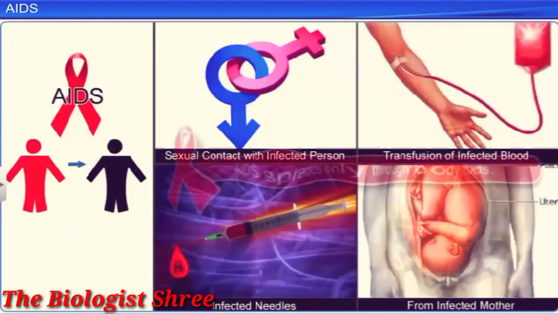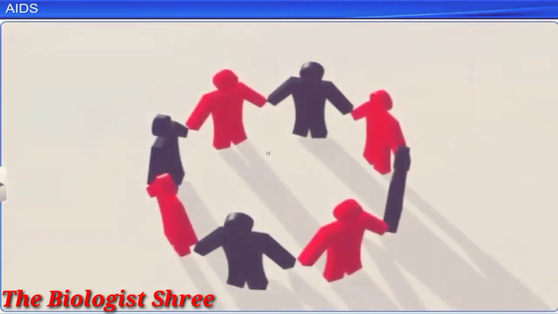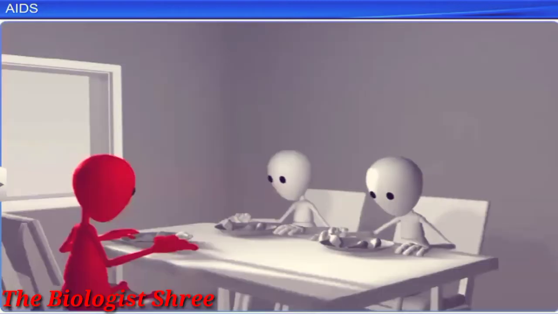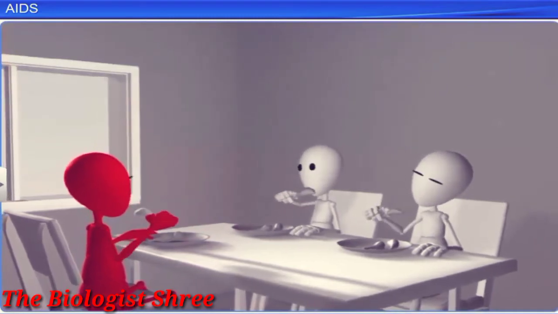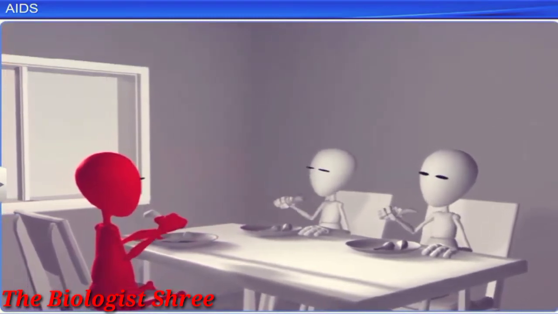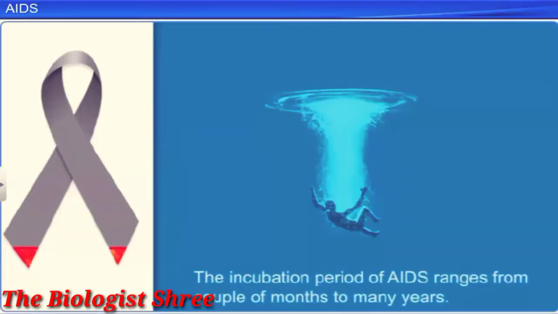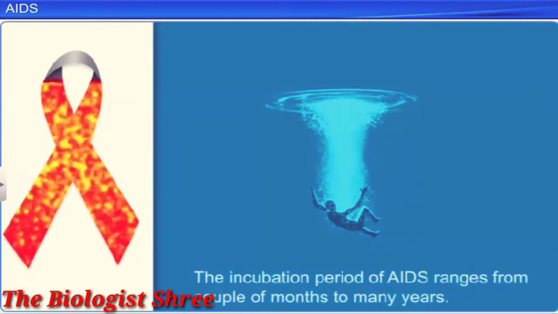It is evident from these examples that AIDS spreads only through body fluids. It is not transmitted by mere touch or physical contact. Therefore, it is advisable that HIV or AIDS-infected people are not isolated from their family and society for their physical and psychological well-being. The incubation period of AIDS, that is, the time lag between infection and appearance of AIDS symptoms, ranges from a couple of months to many years.